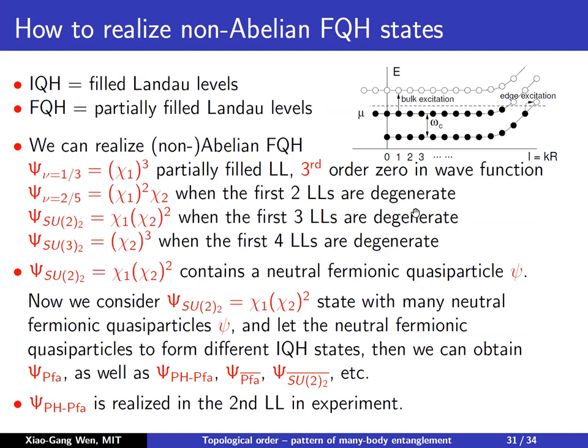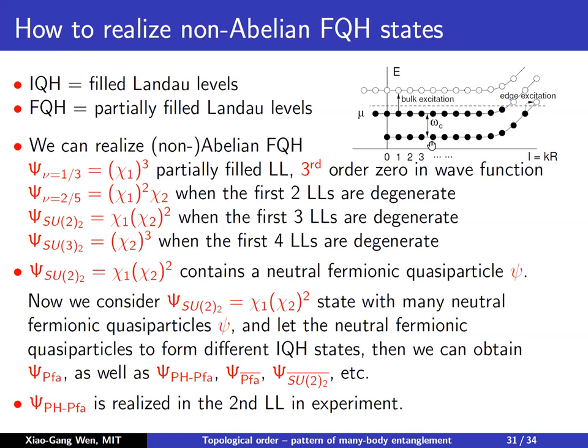Okay. So how to realize topological order in experiments? I just described a toy model to realize topological order, but that's not experiments. To have experiments, let's consider the one-third Laughlin state. The one-third Laughlin state is where we partially fill the first Landau level. If you partially fill the first Landau level, there's a lot of degeneracy. You don't have a unique ground state.